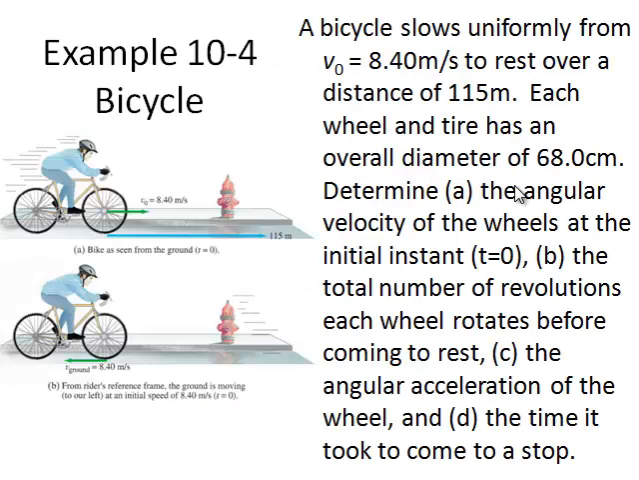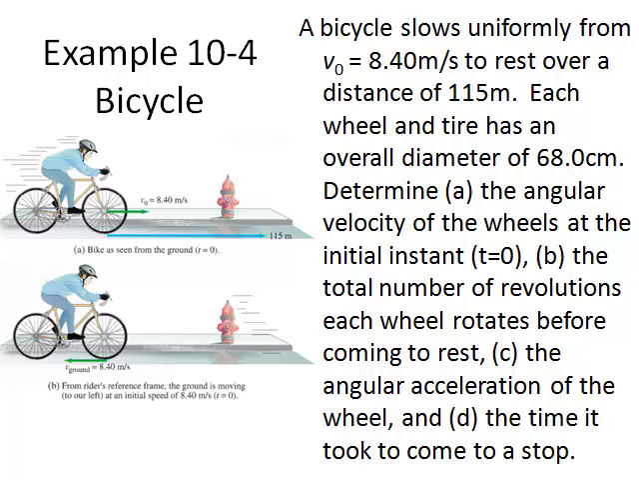Okay, now we're going to try an example, and this is a very simple example using constant acceleration and constant angular acceleration. This is from example 10.4 from your textbook, and it says a bicycle slows uniformly from v initial equals 8.4 meters per second to rest over a distance of 115 meters. Each wheel and tire has an overall diameter of 68 centimeters. Now, don't forget to change that into a radius.